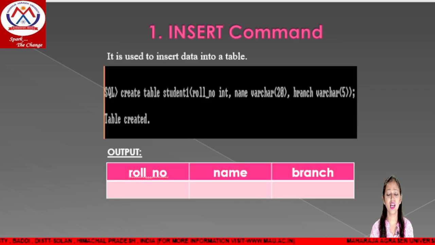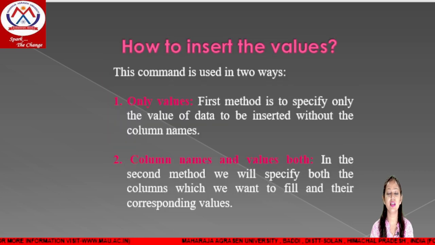Suppose I don't know the roll number of any student. I have the information of name and branch only. So what in that case? In that case, we need to mention the column name along with its value. So these are the two different ways we can make use of the insert command. Only values means this method would specify only the values of the data to be inserted, and column names and values both means here you need to mention the column names along with the values as well.